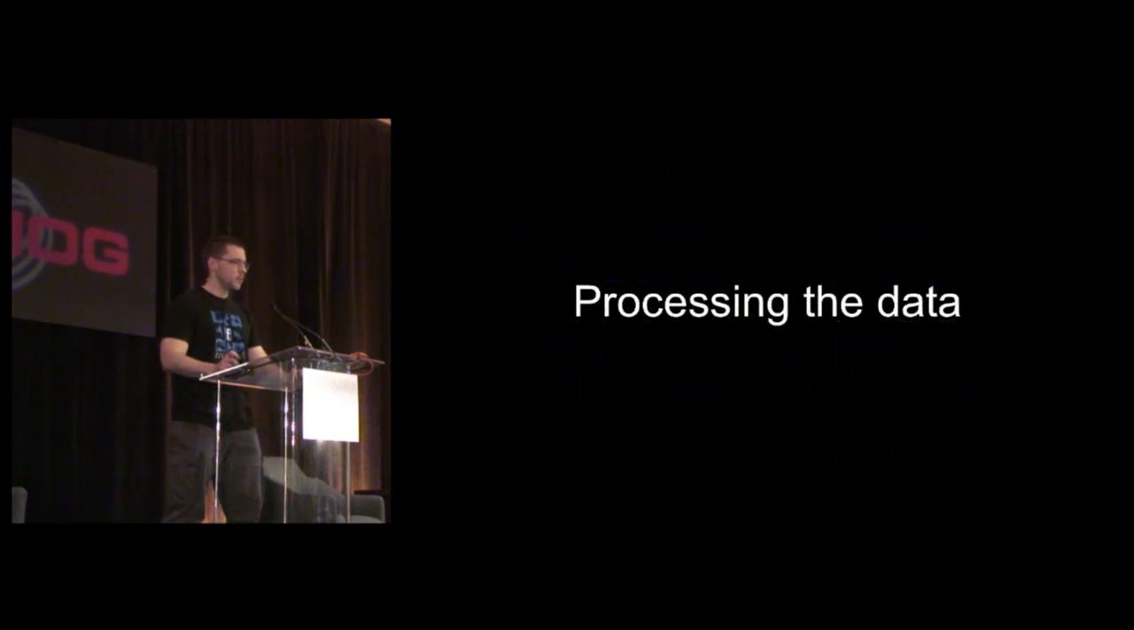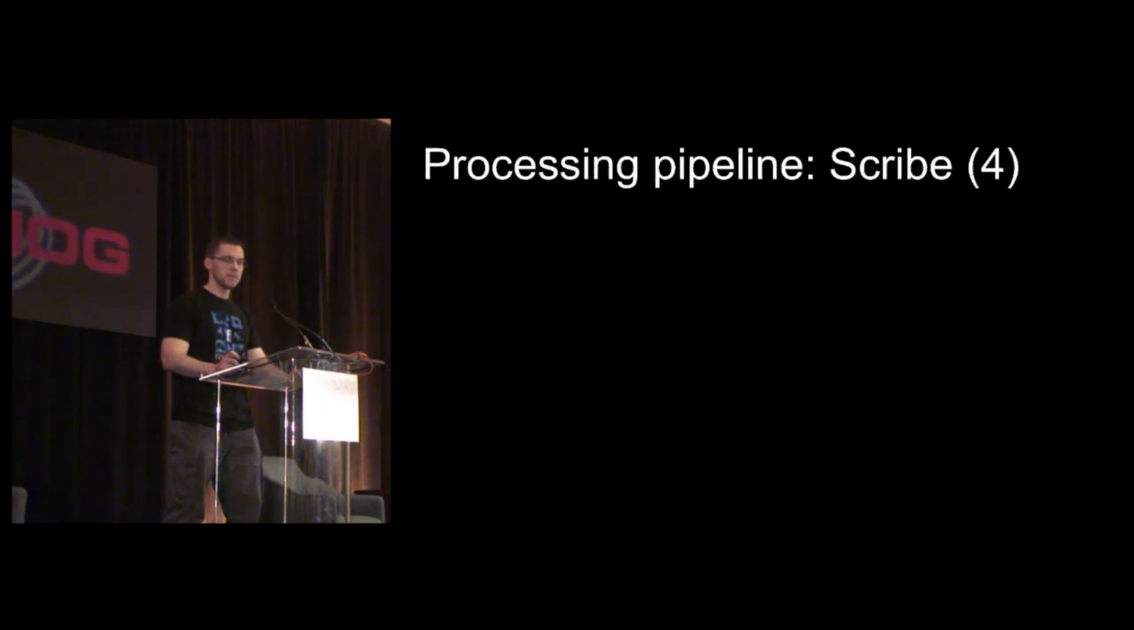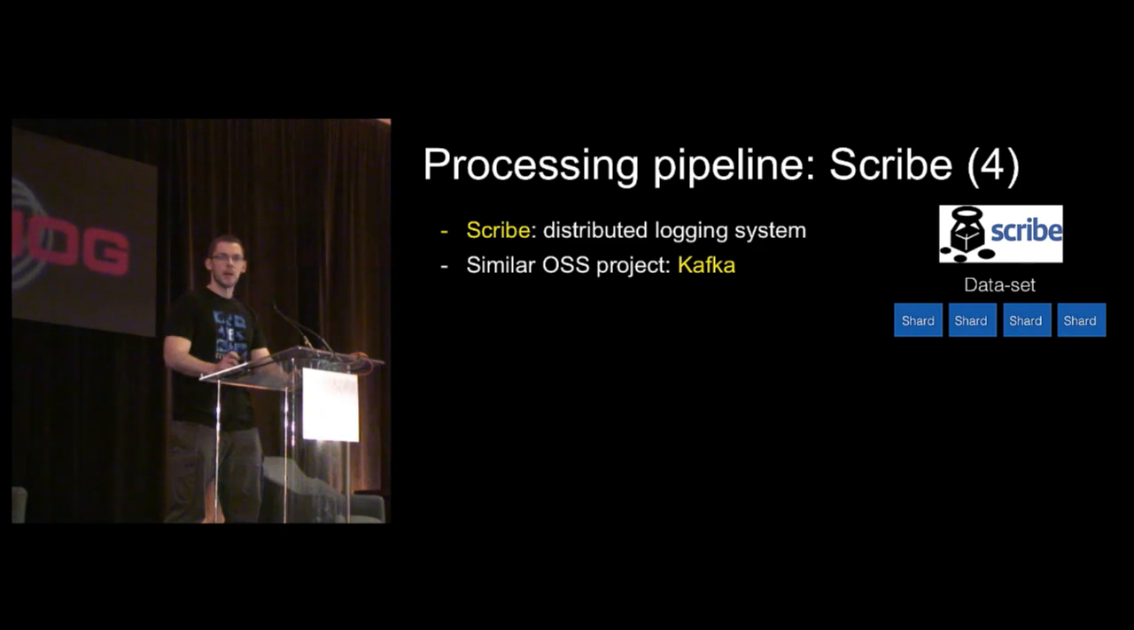Now that we have this time series, the question is how we process them. The heart of the system is Scribe. Scribe is a distributed logging system that allows multiple publishers and subscribers to exchange data in real time. A similar open source project is Kafka. Facebook used to have an open source version of Scribe as well, but unfortunately the support has been abandoned.